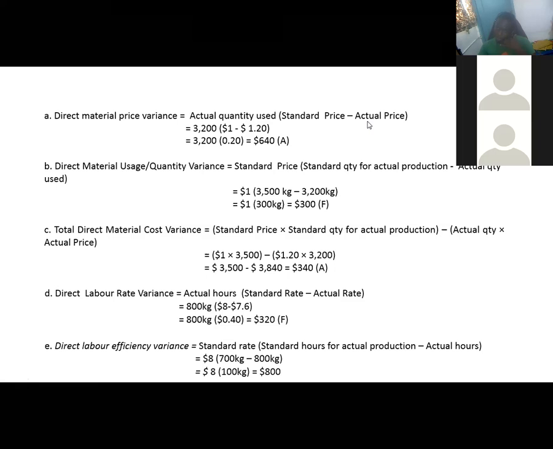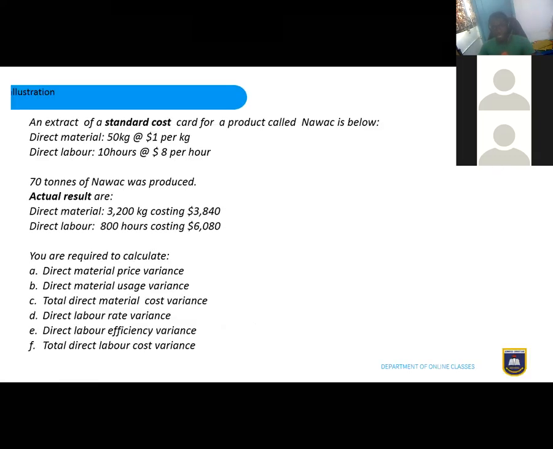Sir, I didn't multiply the 50,000 times the $1 over here. I don't understand. Why is it that I didn't multiply the $1 per kilogram times the amount, 50 kg at $1 per kilogram? You do not need to multiply.